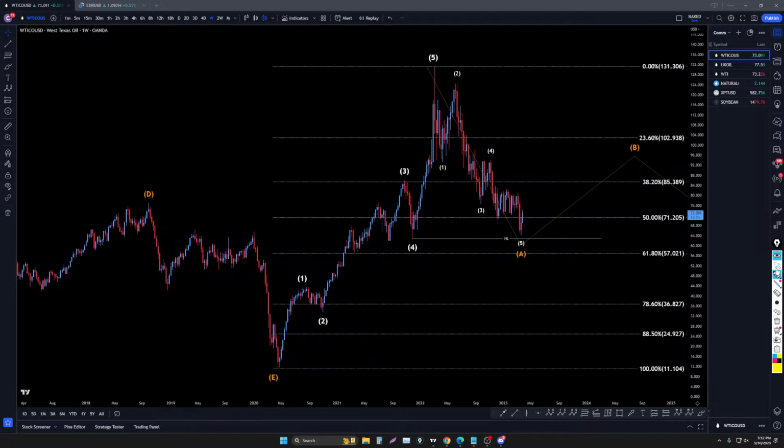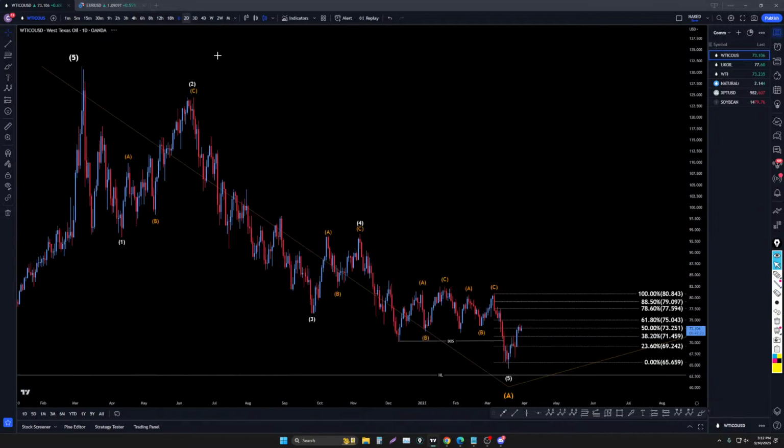I am a trend trader. I'm not somebody that's going to take reversal trades. So until the market actually tells me that this is over by taking out some major structure, the trend is definitely still 100% down.